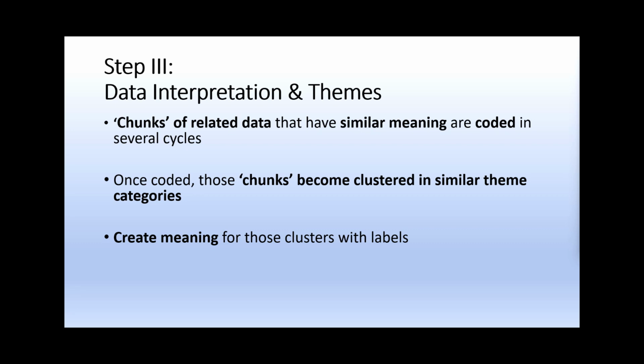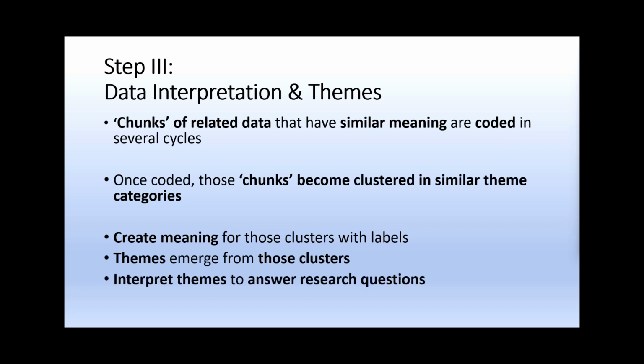So you have now a category of maybe the negative effects of diabetic drugs, where you have the side effects. In the side effects, you have nausea, vomiting as individual codes. Then you create a meaning out of these clusters. Then you label them as themes or sub-themes.